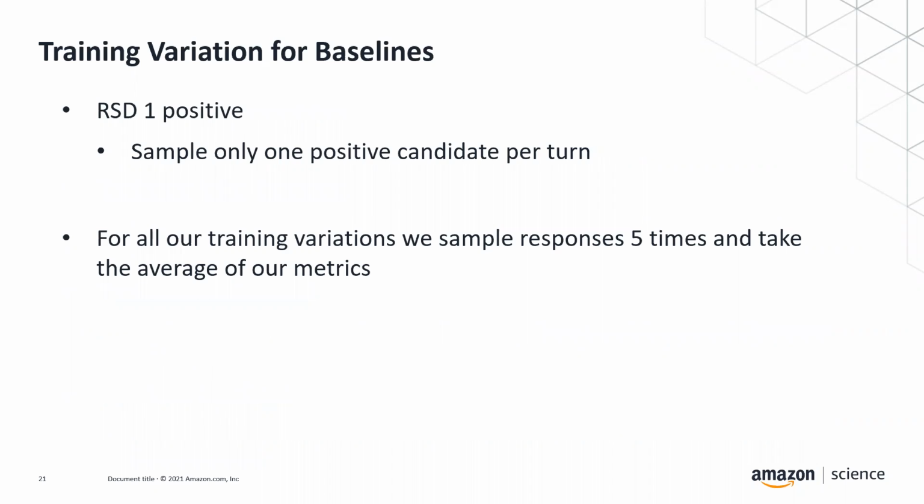And then finally, to compare against training on one positive versus multiple, we have this data set, RSD 1 positive, where we just sample one positive candidate per turn. And for all our training variations, we do this sampling 5 times. We train the model, we compute all these metrics, and then we take the average of them.